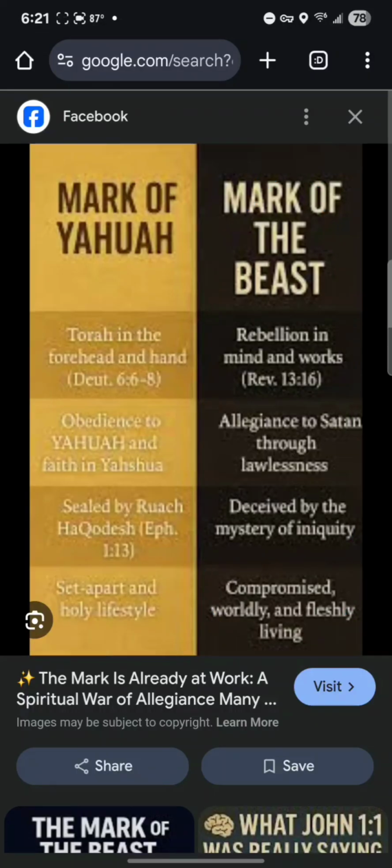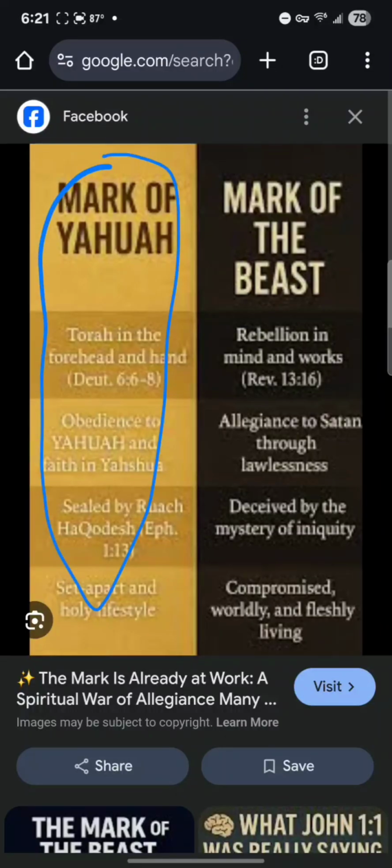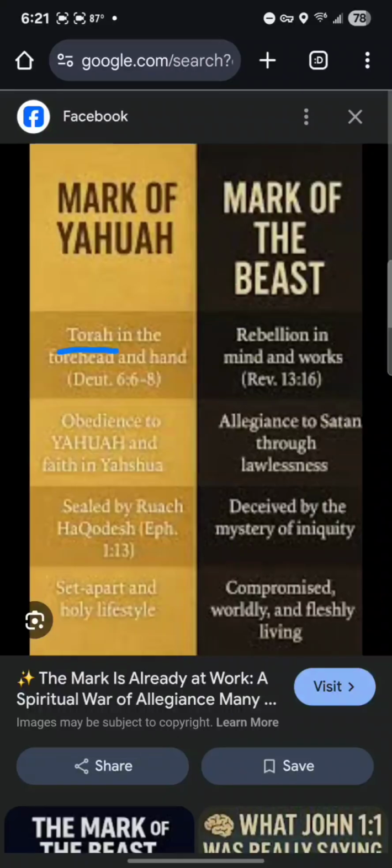Now we're going to talk about the mark of Yahuah. It is by keeping the Torah, His laws, His commands. You show love to Yahuah by abiding in His laws, His truth, His love. Showing that you love Him is by obeying Him, Mashpaka. Obedience to Yahuah and faith in Yahusha. Mashpaka, being sealed by the RUaCh HaKadosh, RUaCh HaKadesh. When you receive that, Mashpaka, you receive the seal.